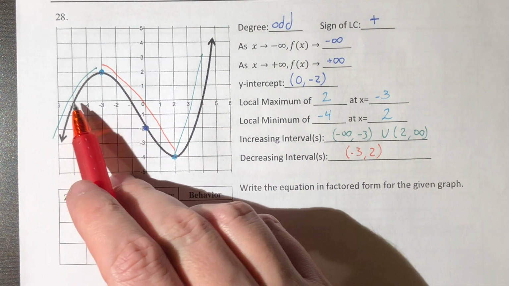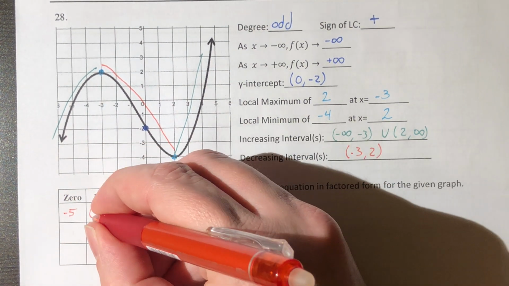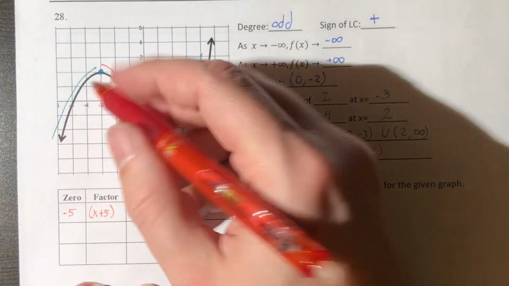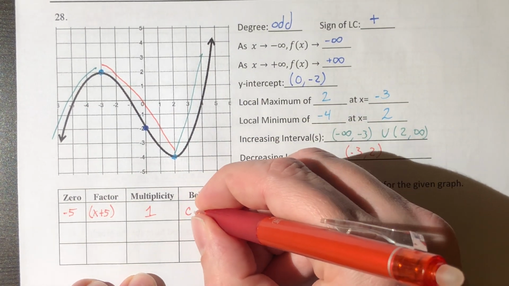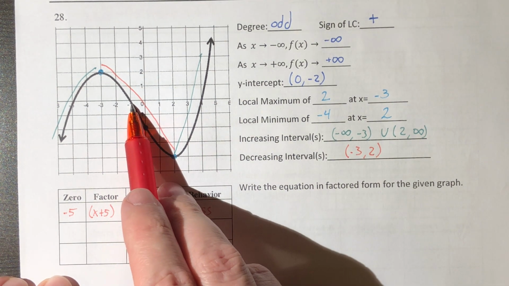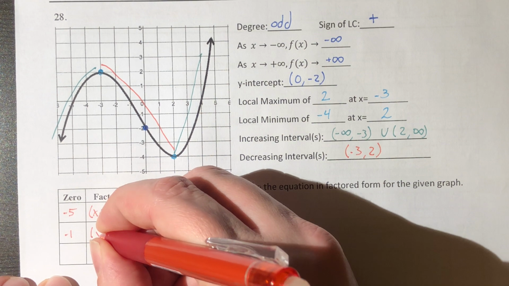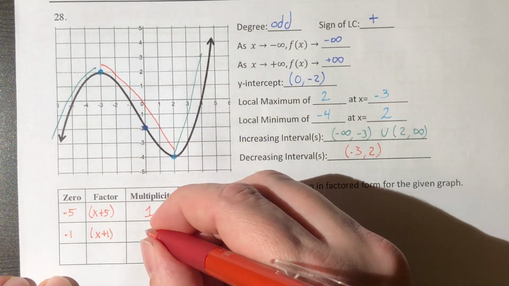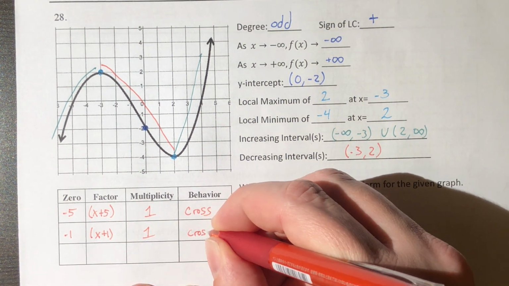The zeros that I have, a 0 here at -5. So that factor would be x plus 5. It crosses right through, so that is a multiplicity of 1. The behavior, I'm just going to write cross. Next 0 I have is at -1. So that factor would be x plus 1. It goes right through, so that's a multiplicity of 1. So that behavior again just crosses right through.